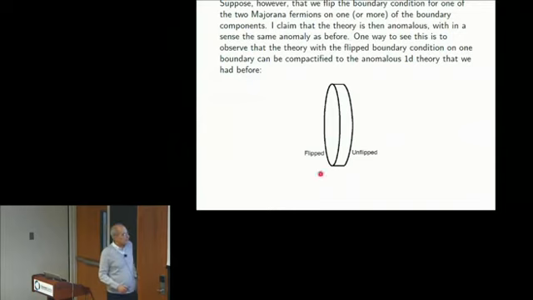So here I've drawn an annulus. My Riemann surface with boundary is this annulus. It's got two boundary components on the right and on the left. There are two Majorana fermions living on it. The right boundary has been labeled unflipped. That means that the two fermions have the same boundary conditions there. The left boundary has been labeled flipped. That means on the left, the boundary conditions are opposite for the two fermions.